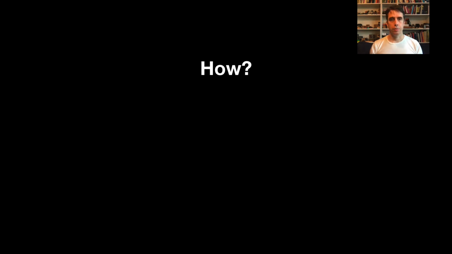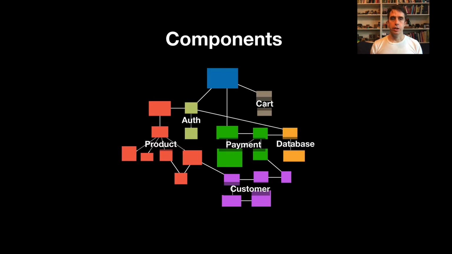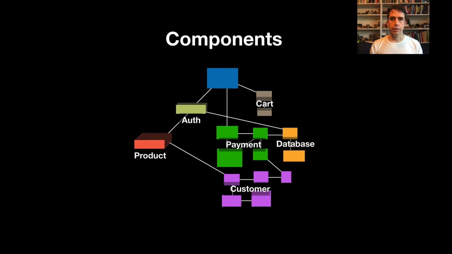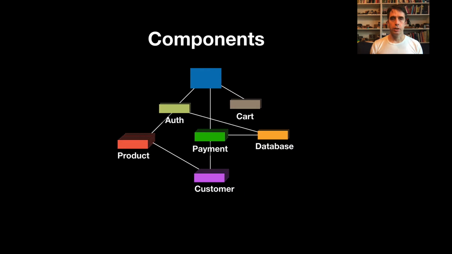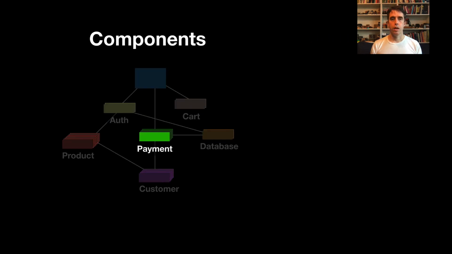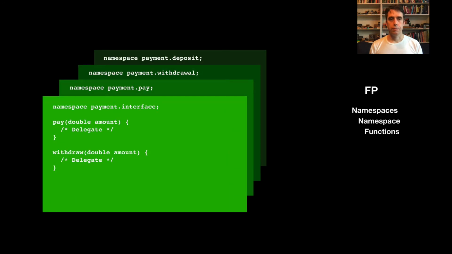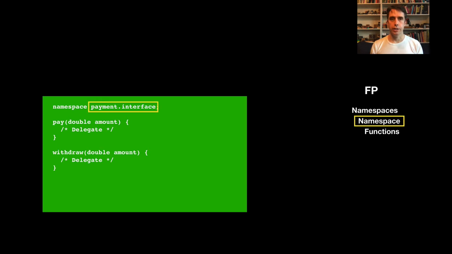But how does it work? If we go back to our service, in Polylith, each domain would be a component. And what is a component? In a functional language, we would expose a set of functions that would live in the interface namespace, or payment interface in this case. And Polylith is a functional way of organizing code.